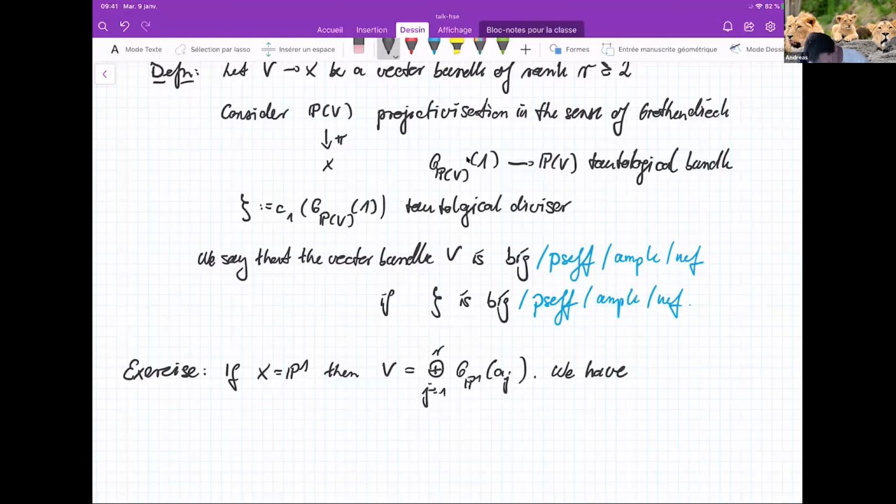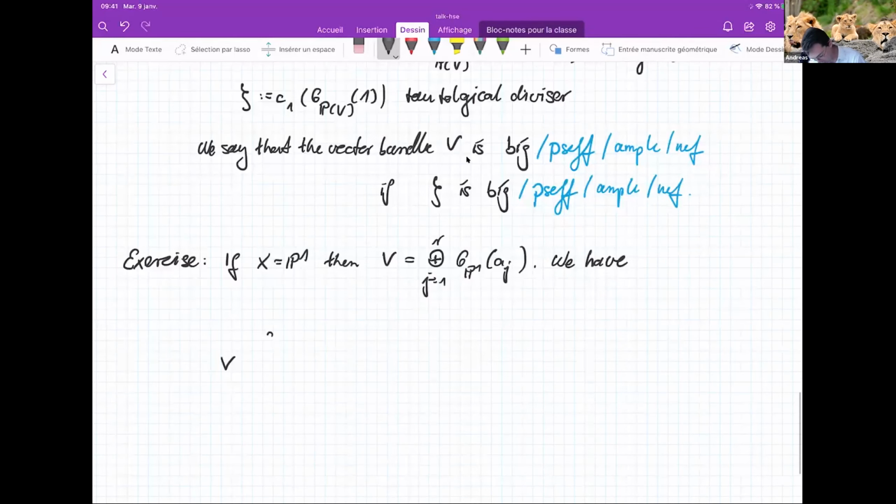Okay, so the vector bundle is ample. Well, not surprisingly, this happens if and only if all these direct factors are ample, okay? And of course, this means that a_j is at least 1 for all j between 1 and r.